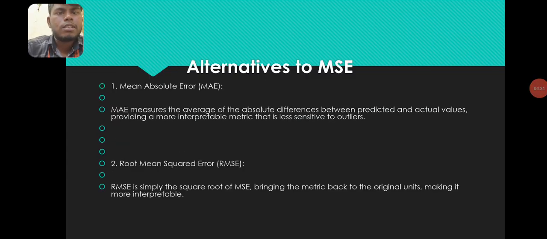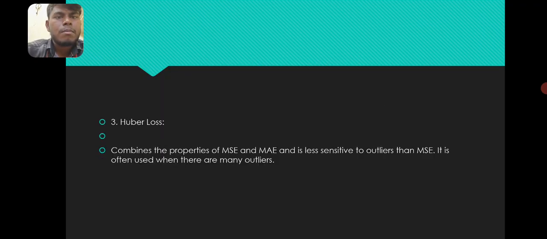Alternatives to MSE. Mean absolute error measures the average of the absolute differences between predicted and actual values, providing a more interpretable metric that is less sensitive to outliers. Root mean squared error, RMSE, is simply the square root of MSE, bringing the metric back to the original units, making it more interpretable. Huber loss.